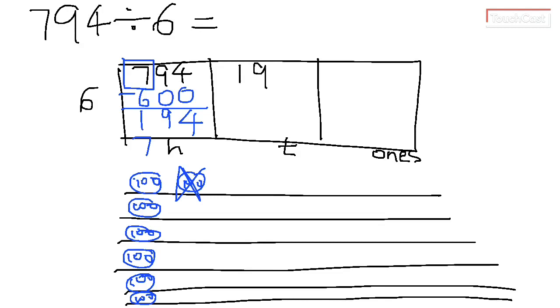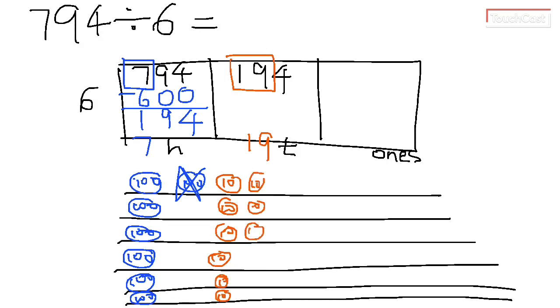Now that moves to the tens place. How many tens do I have? Good. I have 19 tens. So I have 19 tens to share between 6 people. Let's share. 1 ten, 2 tens, 3 tens, 4 tens, 5 tens, 6 tens, 7 tens, 8 tens, 9 tens, 10 tens, 11 tens, 12 tens, 13 tens, 14 tens, 15 tens, 16 tens, 17 tens, 18 tens, 19 tens. Everyone has something, but they don't have the same amount, so crossing out that extra.